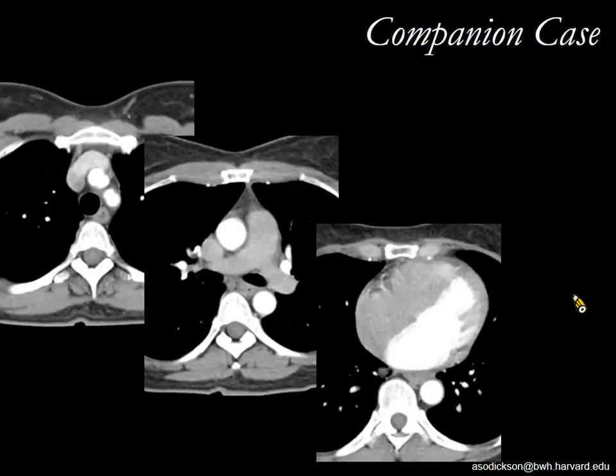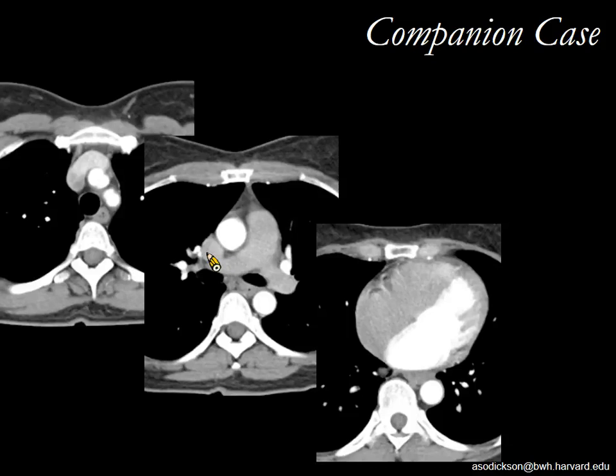Okay, so I suspect what most of you were noticing is that we have very good enhancement of the aorta and we have poor enhancement of the pulmonary arteries. The SVC is the crucial thing to look at here. We have very poor enhancement in the SVC. So this is simply a missed contrast bolus.